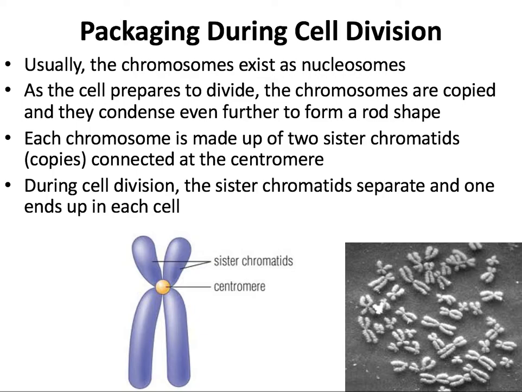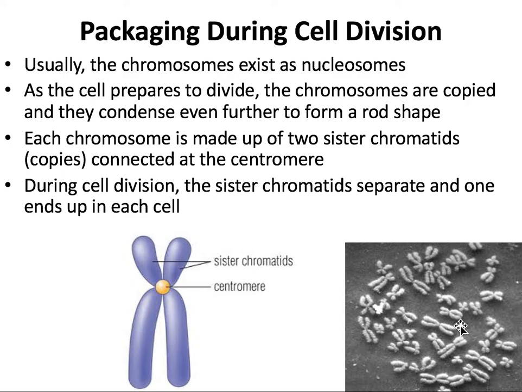Okay, so usually the chromosomes exist as nucleosomes, but when the cell is getting ready to divide, the first thing it's going to do is make a copy of everything, just like with the prokaryotes. Eukaryotic cells have to make copies too, and then they have to take those copies and their originals and condense them into an easy to work with shape, and that is when you start to see this rod-like shape. Instead of this long twisty thing, you see these rods.